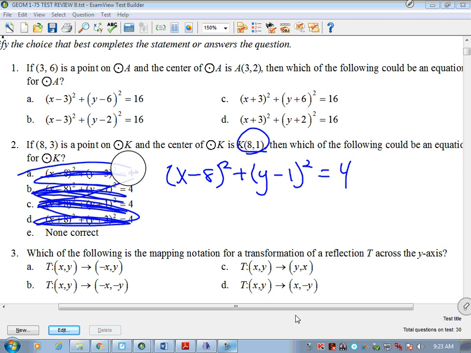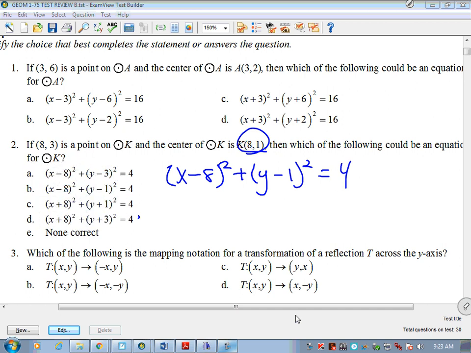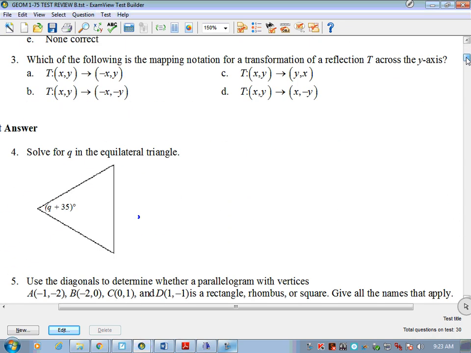Let's see if there's any that fit that. Is there anything up there? B. Okay, x minus 8 squared plus y minus 1 squared equals 4. Can we do that? Yes. Because you see this question show up more than once, you're probably going to get one very similar to it on the test. So perk up. Anytime I see the same question or same question type show up more than once on the review, make sure that you understand it.